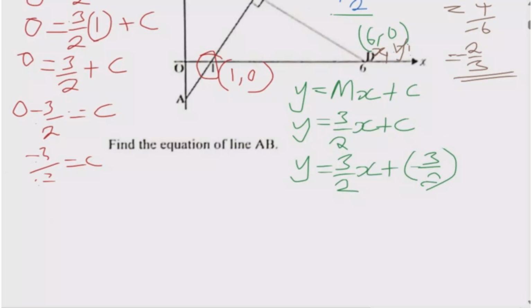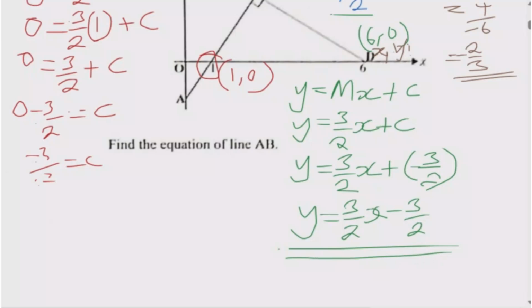So I'm going to continue and write y is equal to 3 over 2x, then positive times negative 3 over 2 will give me negative 3 over 2. So now this is the equation for the line AB. This is the equation for the line AB.